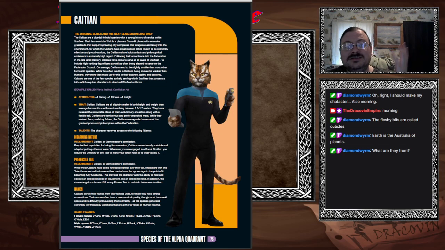Let's talk the Caitians, bipedal feline humanoids. They've been in Starfleet for a long time. They come from the homeworld of Cait. It's an M-class planet with extensive grassland. Got sprawling city complexes that seemingly integrate into the environment. The Caitians have a very heavy respect for the environment. So the idea that they create these cities that are naturally integrated with the environment is a very important thing.